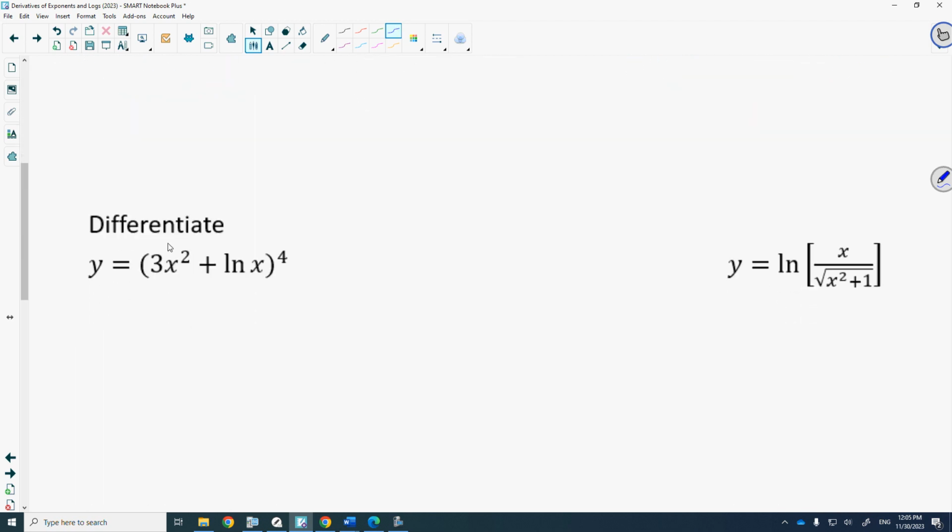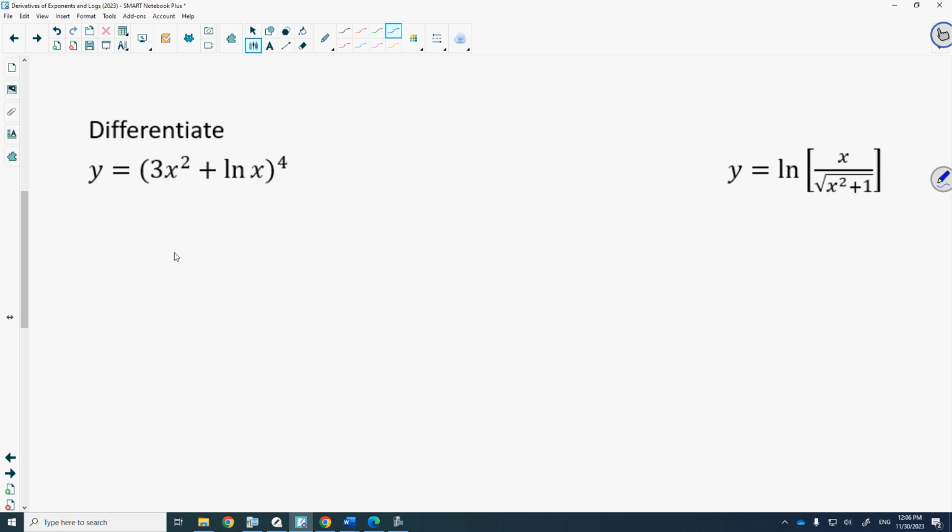All right, let's look at a couple more complex examples. So differentiate this function here. Now what you need to see is it doesn't matter what this inner function is. This is going to be a chain rule question. So we're going to take the 4 to the front, write the original function, the inside function stays the same, subtract 1, and then we're going to take the derivative of the inner function.